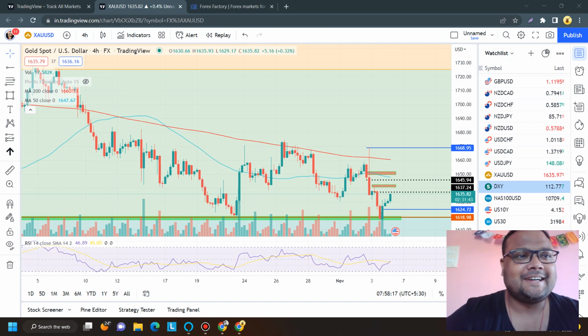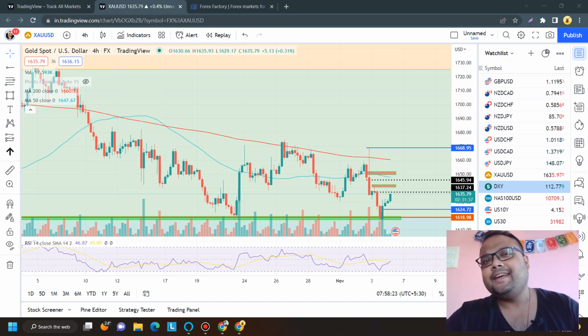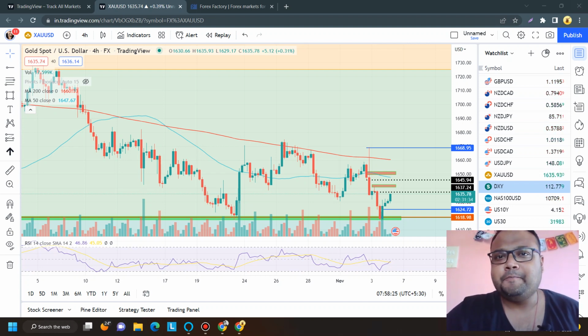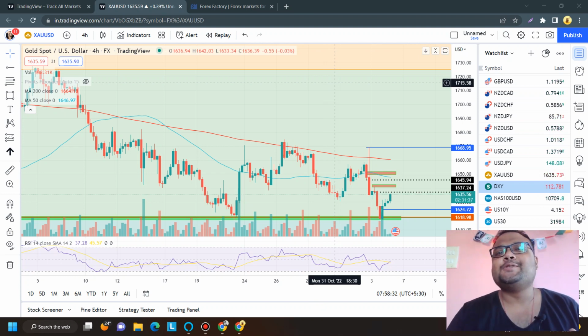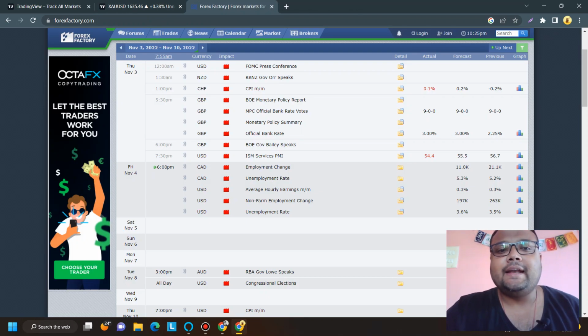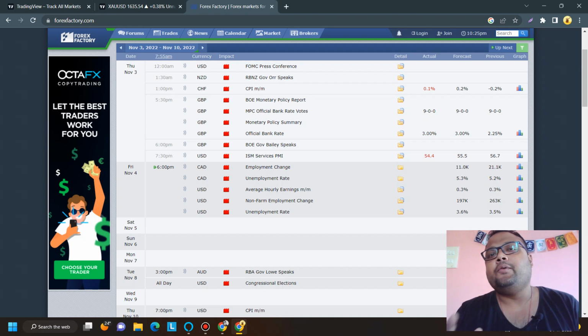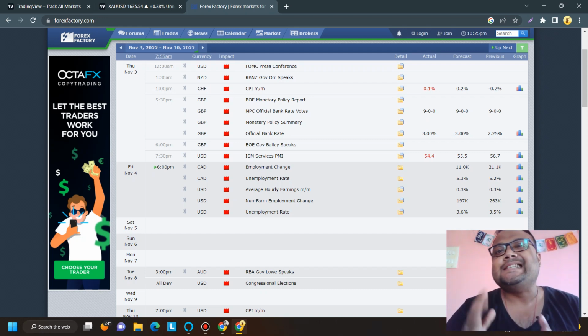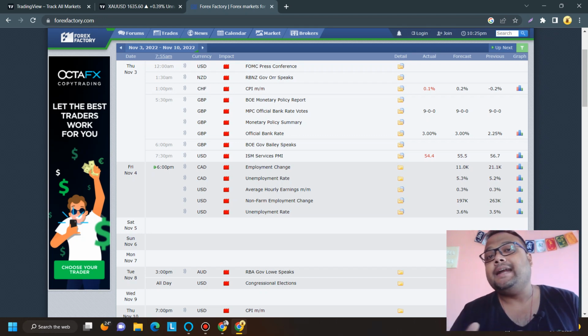So let's get started. This is the 4-hour chart of gold USD. And we saw extreme volatility, craziness in the market yesterday. As we have already discussed, there are too many events this week, so yes, craziness was expected. And today we have the NFP, non-farm payroll, coming up. So yes, during the US session, during the NFP time, you will see some extreme volatility again.